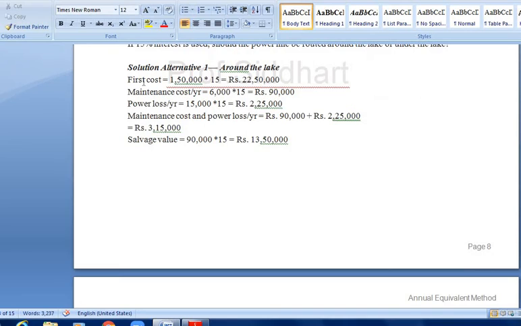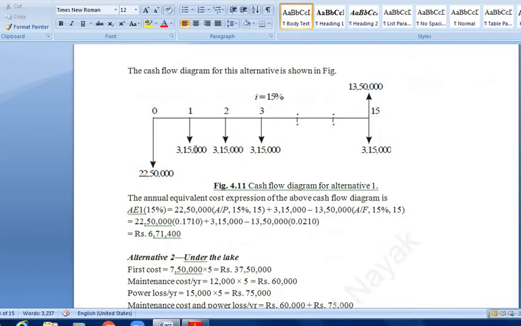Okay. So the same thing is calculated here, 50,000. The only thing is multiplying by 15 for the first case, and for the second case multiply by 5. So you will get the cash flow diagram. This will be the initial investment, and the annual maintenance cost will be 3,15,000.